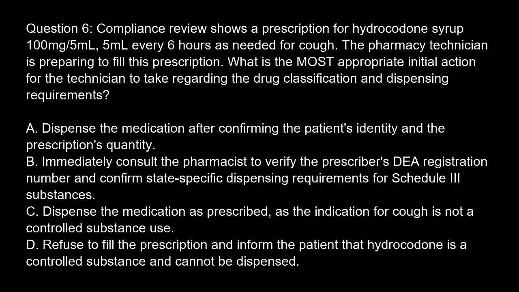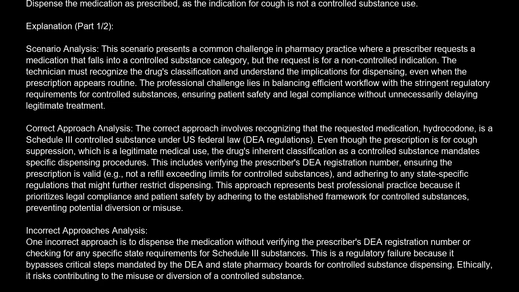Option C. Dispense the medication as prescribed, as the indication for cough is not a controlled substance use. Option D. Refuse to fill the prescription and inform the patient that hydrocodone is a controlled substance and cannot be dispensed. The correct answer is C. Dispense the medication as prescribed, as the indication for cough is not a controlled substance use.